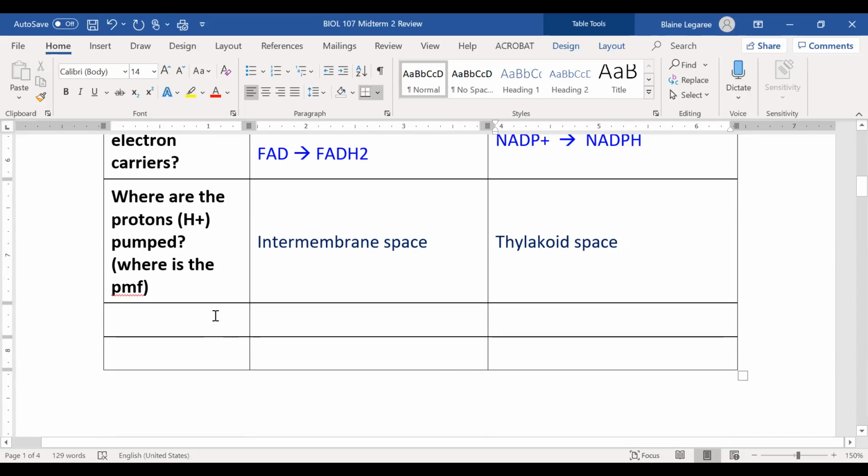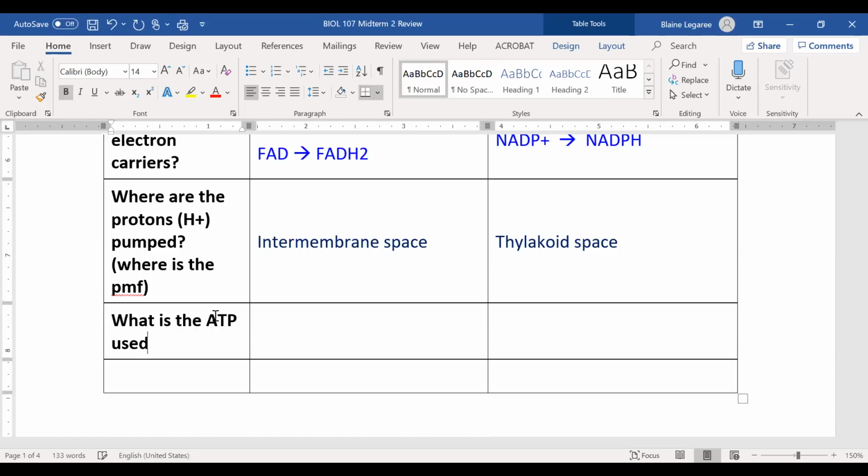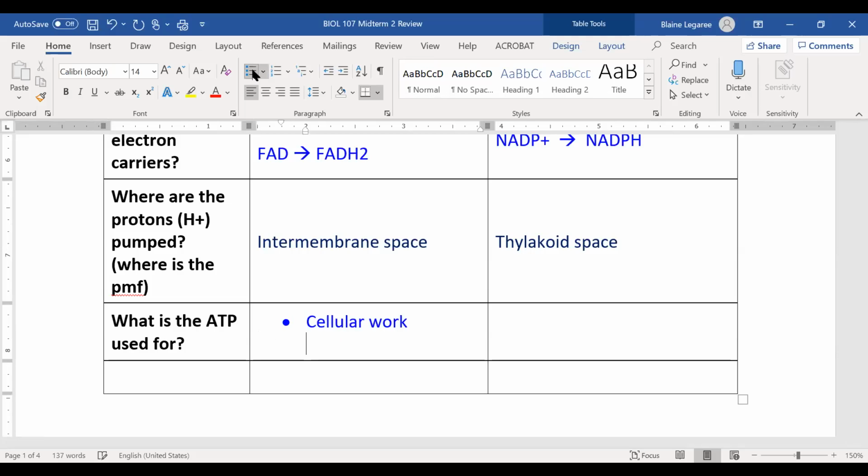Okay, we're gonna make ATP, so that's another question. What is the ATP used for? Remember, ATP in respiration is used for cellular work. And we talked about different types of cellular work, so maybe I'll just make a little list on that.